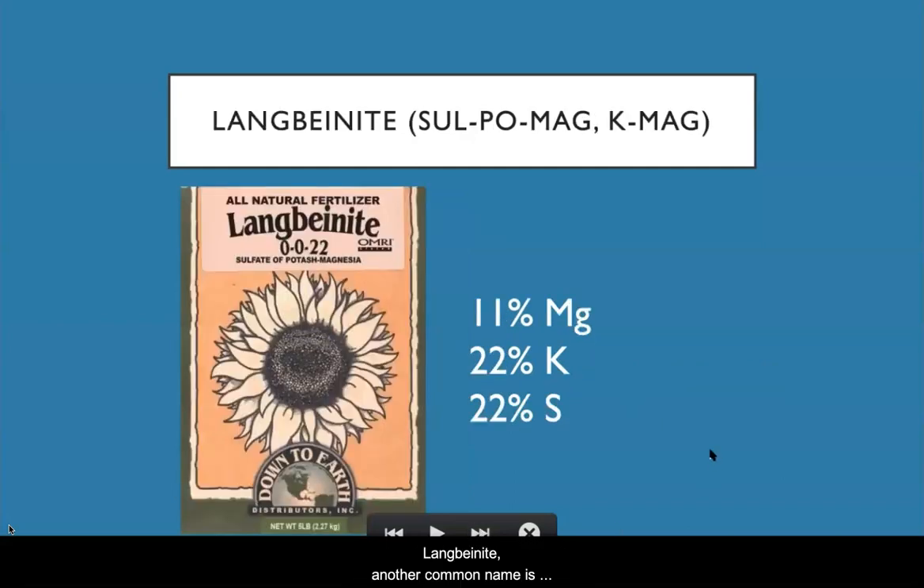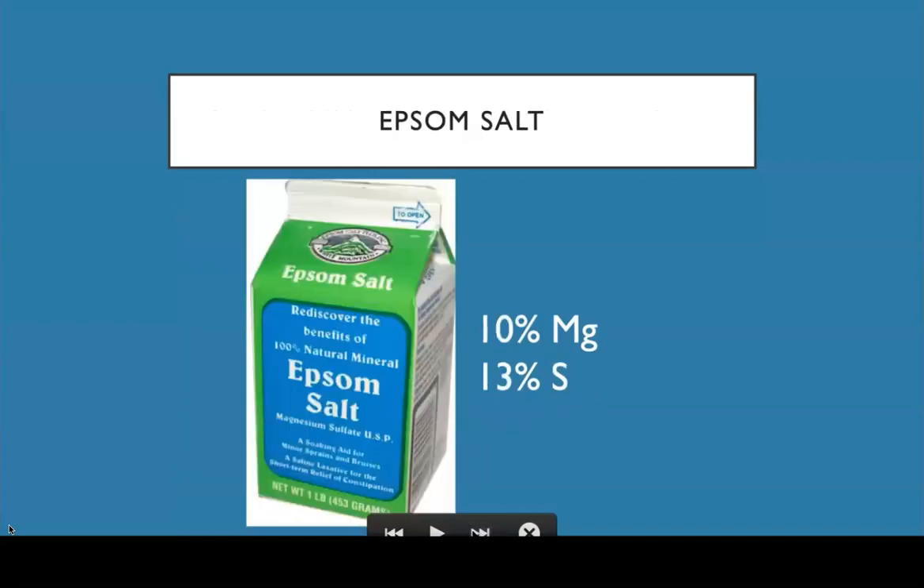Langbeinite, another common name is sulfomag or K-mag, has magnesium, potassium, and sulfur. It's a very good source of these items, and it's considered organic. Epsom salt has about 10% magnesium and 13% sulfur. It works great, and it is considered organic. A lot of times when our soils are deficient in magnesium, Epsom salt is one of the first things people choose to go to.